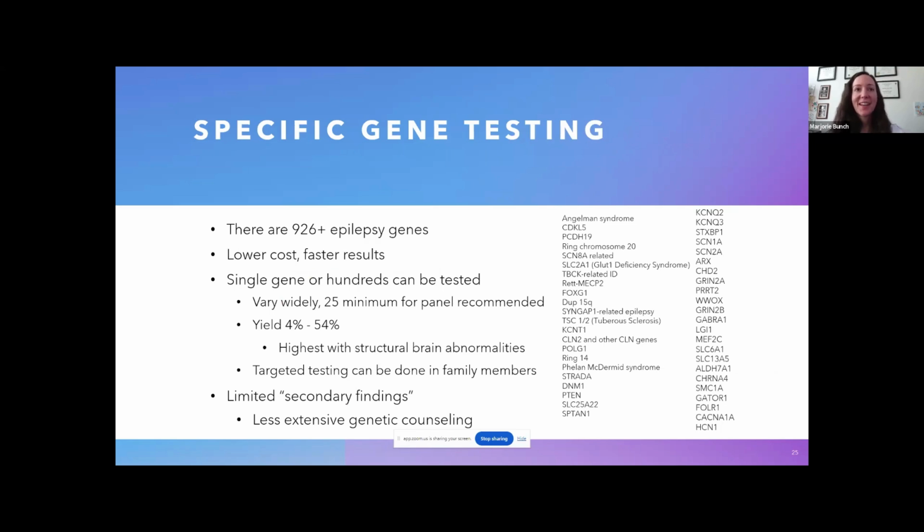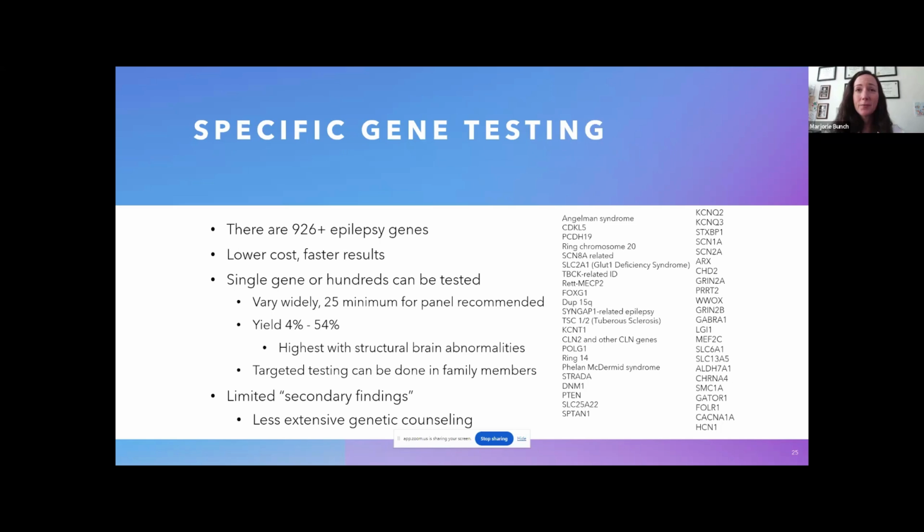Now, specific genetic testing. This is really where it's gotten exciting. So there are over 926 epilepsy genes now, right? And if you do a panel just looking for those genetic tests, it's faster and it's cheaper than doing some other forms of genetic testing. And a panel can look at hundreds of epilepsy genes. Or it could just look at one gene. So say you know what you're looking for. It could be testing just one specific thing. If you're doing a panel, it's good to have a bigger number, so at least 25 would be recommended.